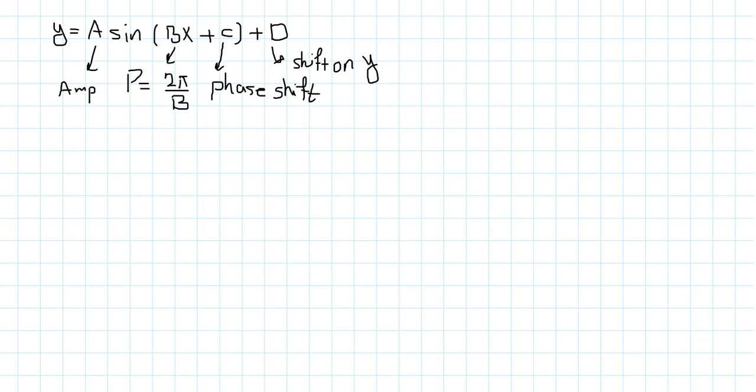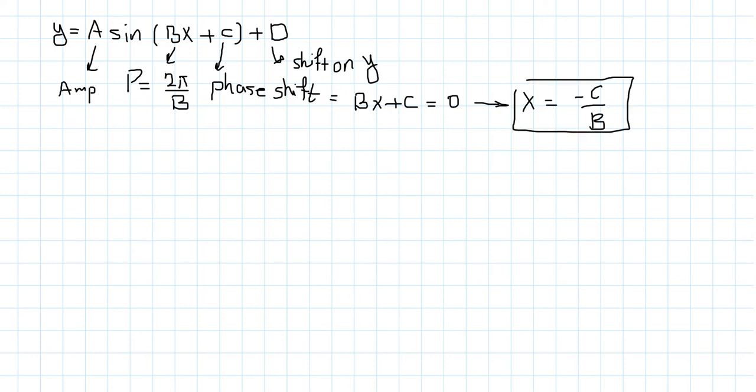For phase shift, usually we do this: the bracket equals 0. Then we can find x. X is minus c over b. Let's draw the graph one by one.